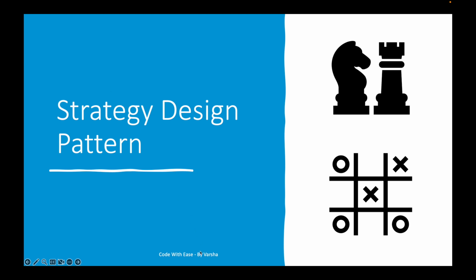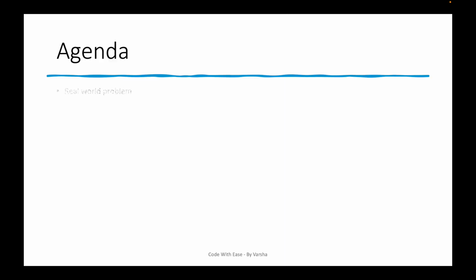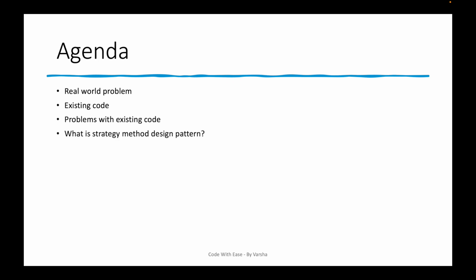So today, as part of the design pattern series, we are going to discuss the strategy design pattern. Here's what we are going to cover today. First, we're going to start with a real world problem and then the code for that. Then we'll see what the problems with that existing code are. What is the strategy method design pattern? How does the strategy pattern help? And then the optimized code for that.